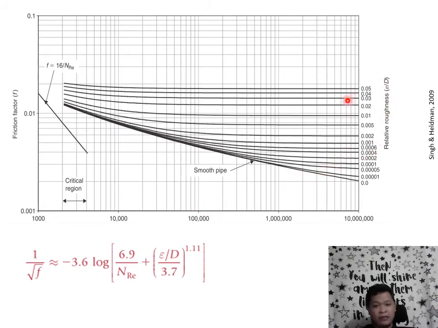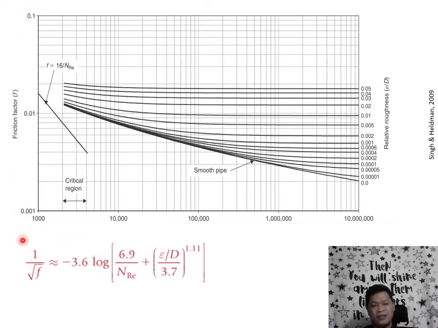Hanapin mo yung relative roughness curve kung saan siya nagfa-fall in. And then you just match that yung intersection ng relative roughness curve with the Reynolds number. And then i-project mo yung friction factor niya on the x-axis. But again, since it's a log table, kailangan mong i-convert siya, no?